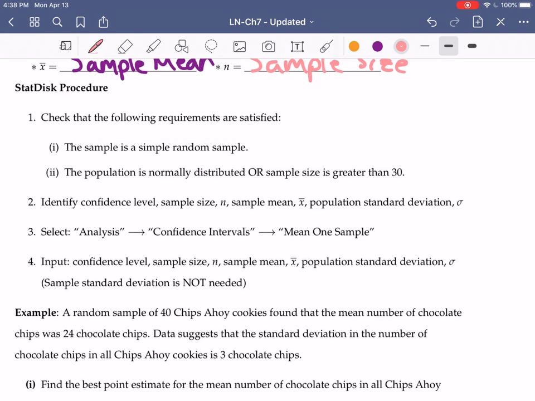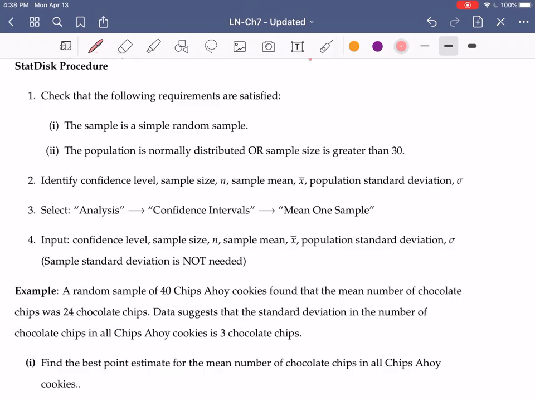So how do we do this in StatDisk? Well, we need to check that the following things are satisfied. The first thing we should check is that our sample is a simple random sample. If that is not the case, then we can't roll through this. We don't have information that would tell us something about the entire population because that sample was taken not in a random fashion, but instead in some sort of biased fashion.